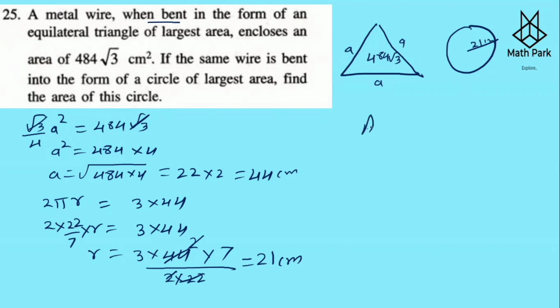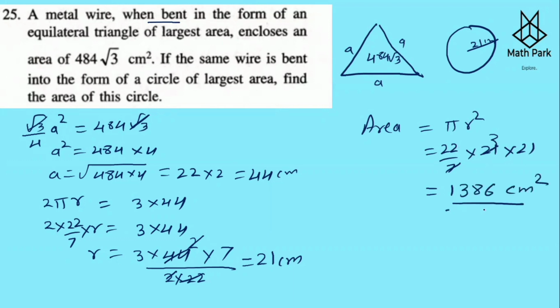Now let us find the area of the circle. Area is pi r square, which is 22 by 7 into 21 into 21. 7 3s are 21, 22 times 3 is 66, and 66 times 7 is 462... 1386 centimeters square is the area of the circle.